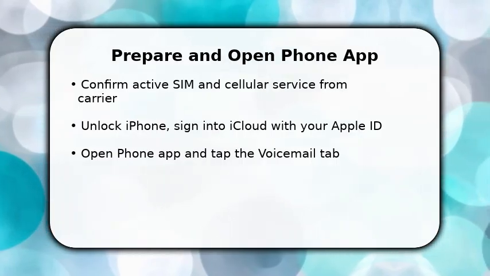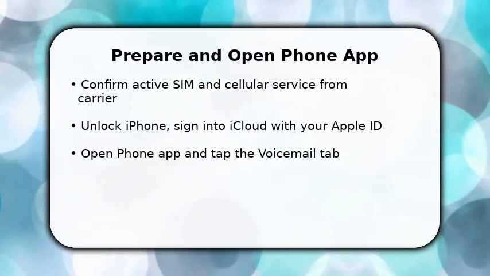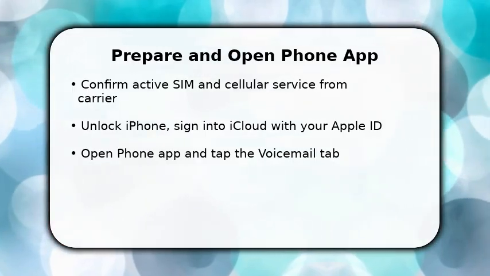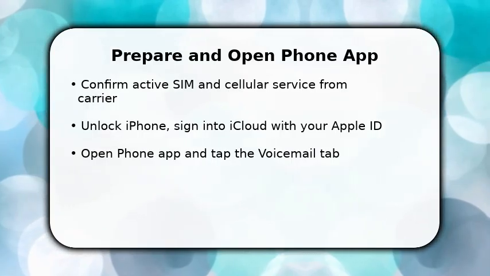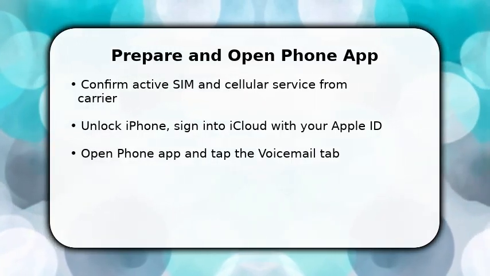Now unlock your iPhone and open the phone app. Tap the voicemail tab at the bottom. This begins the setup. If you see Setup Now, tap it. If not, you may need to call your carrier voicemail number. Proceed only when the voicemail screen is visible.